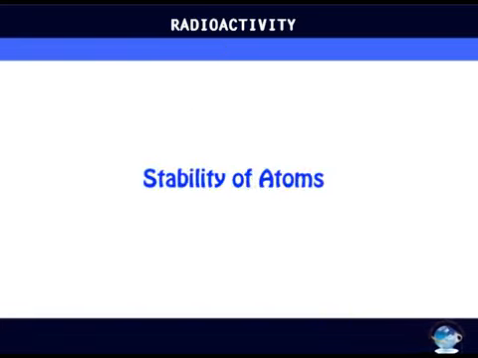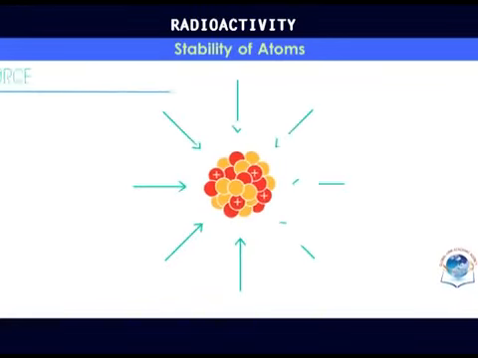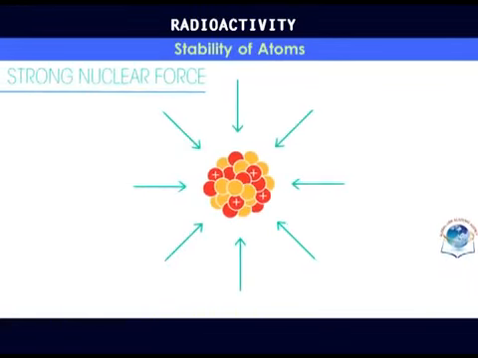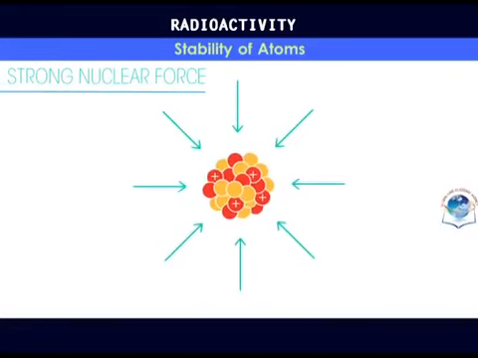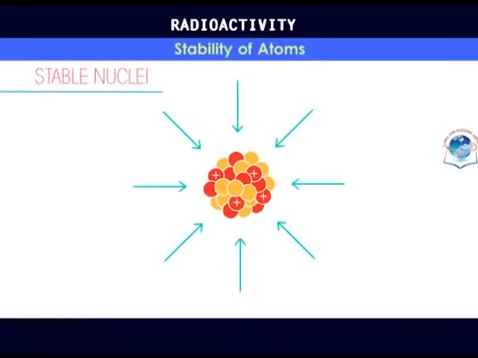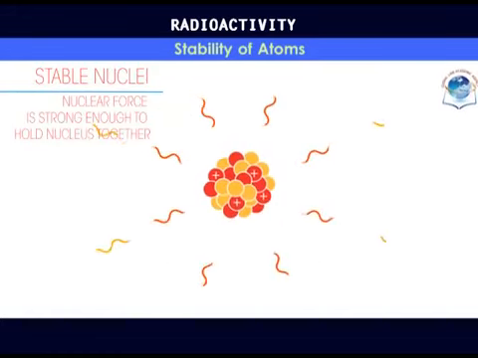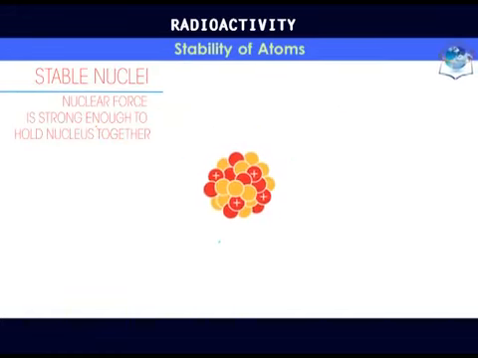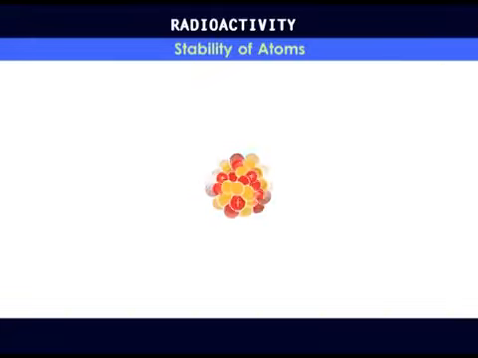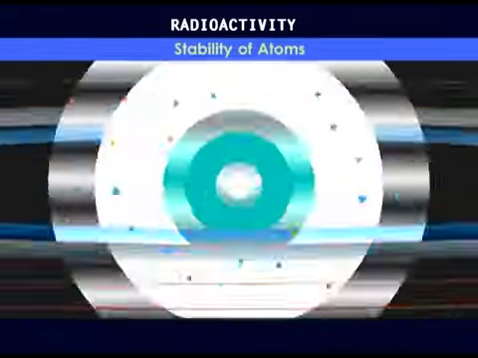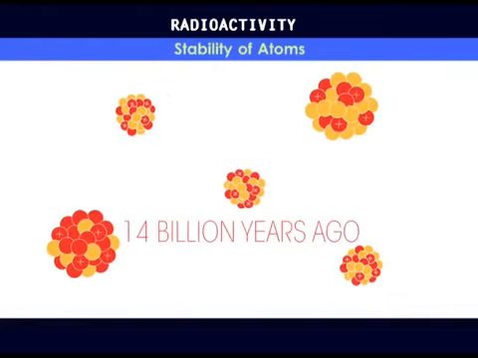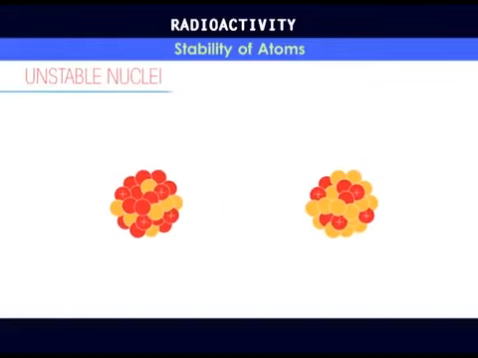First, let's look at stability of atoms. Now, a strong nuclear force holds the positive protons and the neutrons together in the nucleus and is what determines if a nucleus is stable. In a stable nucleus, the force is strong enough and brings enough energy to hold the nucleus together permanently. Most of the nuclei formed during the formation of the Earth nearly 14 billion years ago are still in existence today. But not all nuclei are stable.